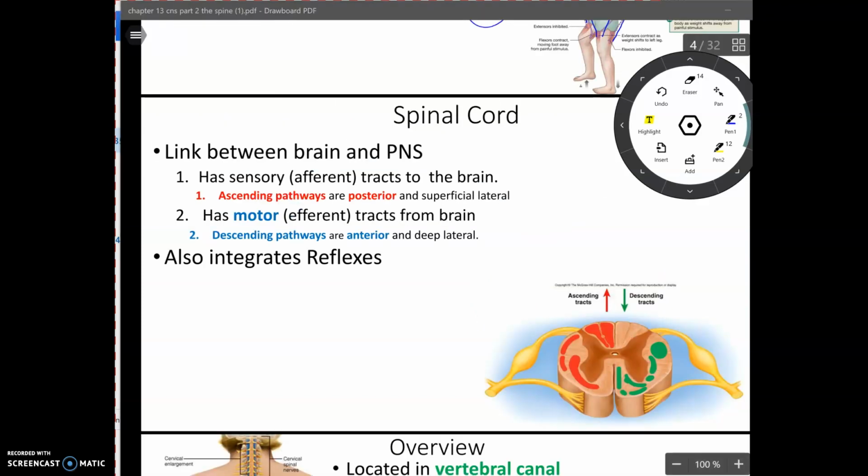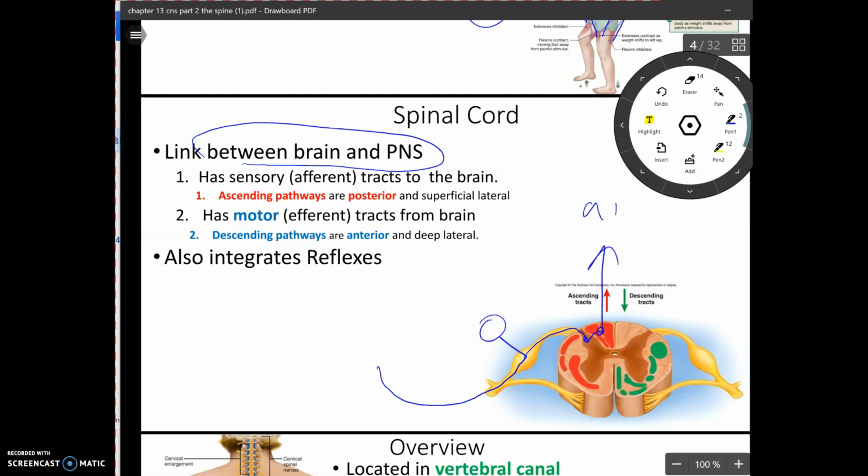So the spinal cord is a link between the brain and the peripheral nervous system. It has afferent tracts. Remember, those are sensory tracts. So you touch something hot, you're going to do a withdrawal reflex, but messages are going to come in. They're going to come in on these unipolar neurons, and they're going to synapse to these afferent tracts, which are sensory tracts. Now, touching something hot is going to actually be a withdrawal reflex in the spine, but it also has motor tracts coming down.